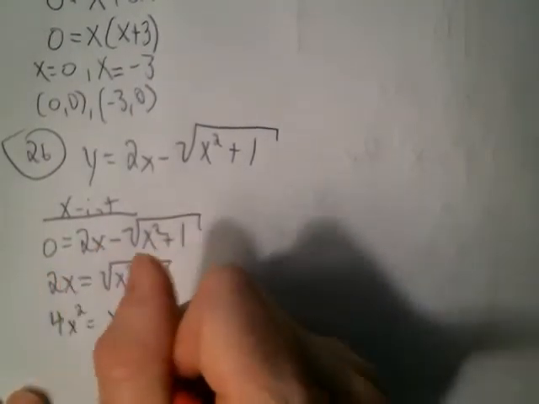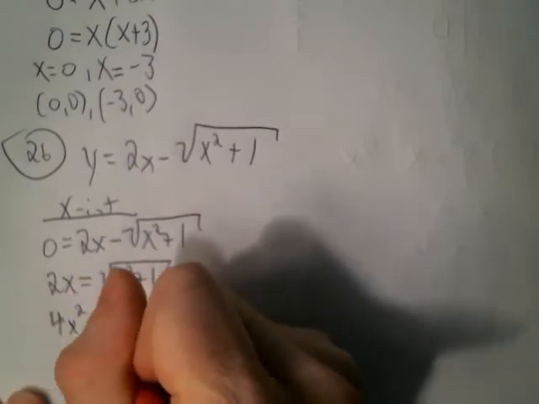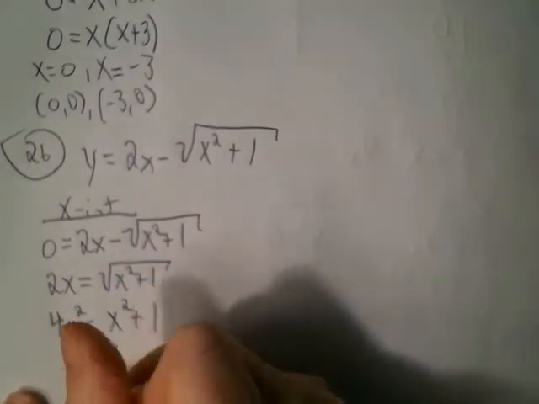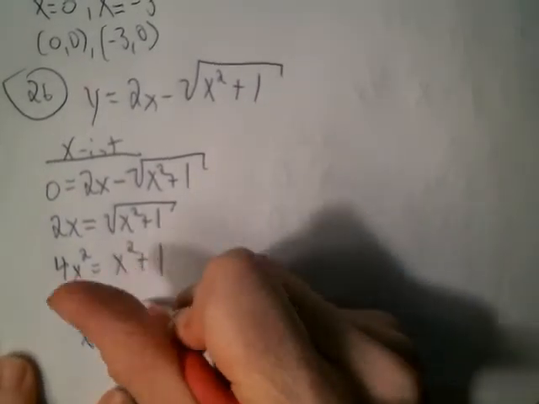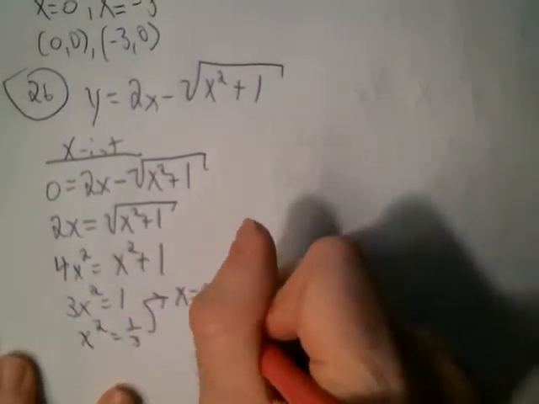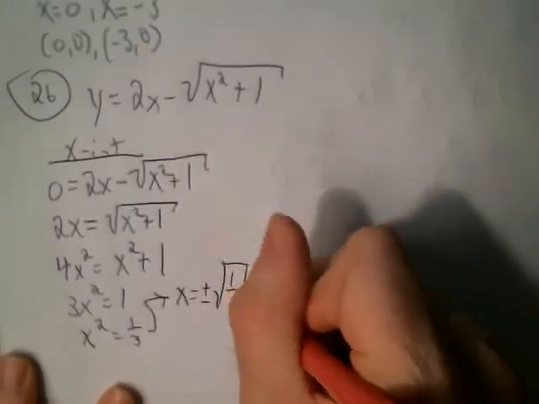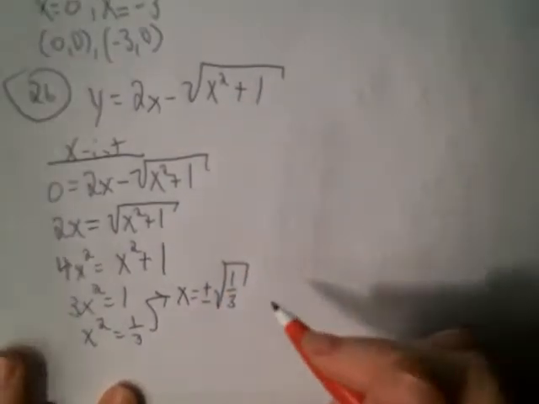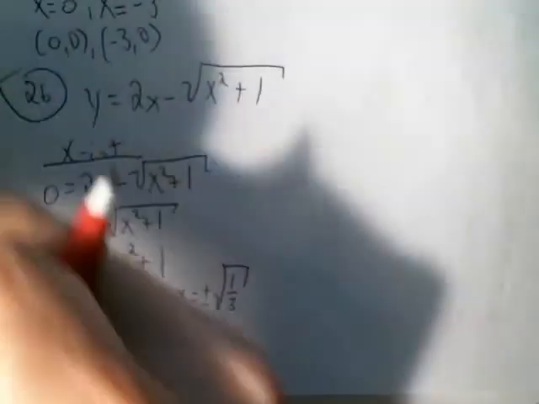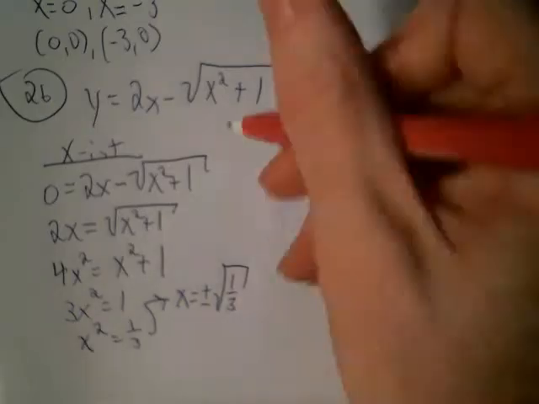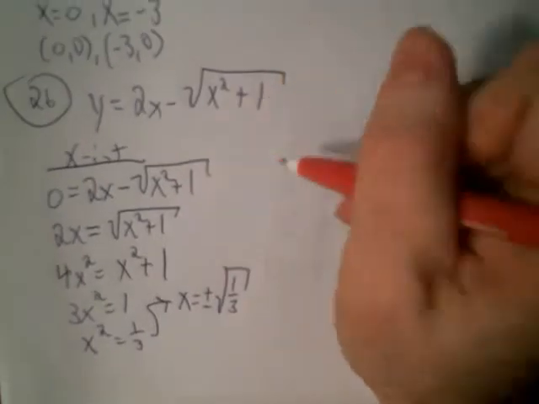Move the x squared over, I get 3x squared is 1. Divide both sides by 3. x squared is 1/3. So apparently x is plus or minus the square root of 1/3. Okay, so we get two solutions there. You technically have to go and check those. We can do that right now.